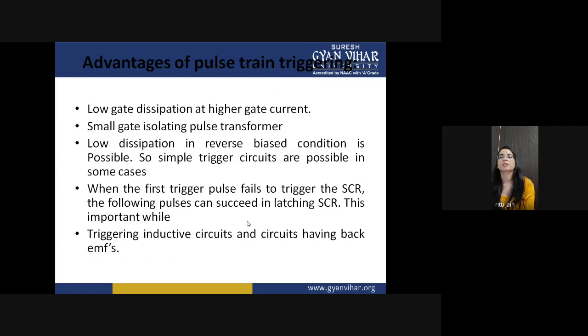So these are the advantages of pulse train triggering, that a train of pulses you are applying continuously to trigger the SCR. It has low gate dissipation, and because the current rate which you are injecting through the gate is very high, low dissipation in reverse bias condition is possible. So simple trigger circuits are possible in some cases. And the main advantage is that when you are applying a train of a number of pulses, if one pulse fails to trigger the SCR, then another pulse will trigger your SCR.